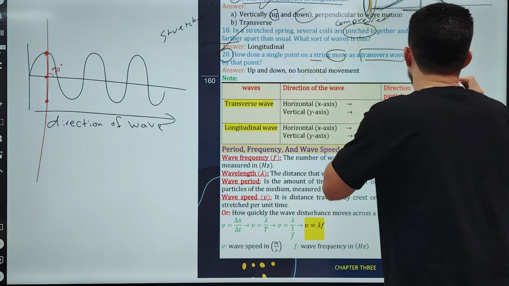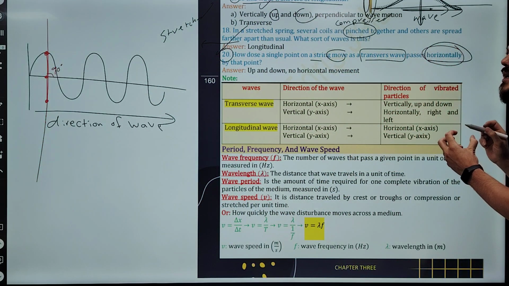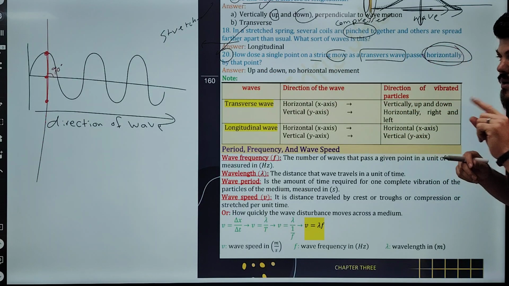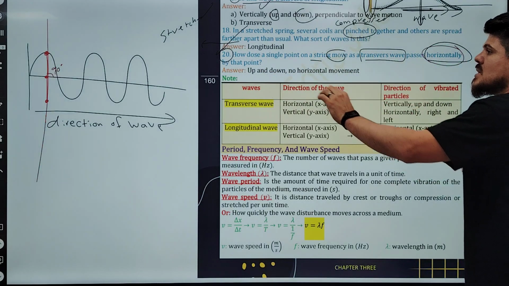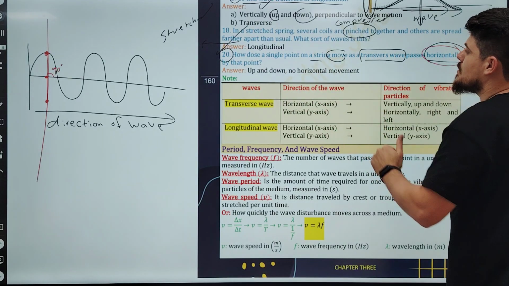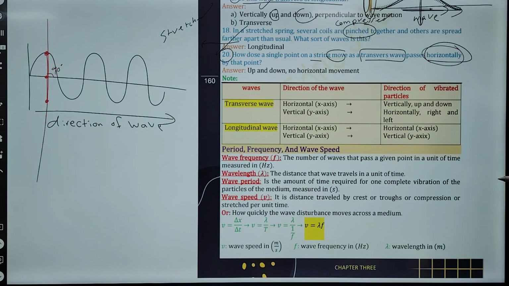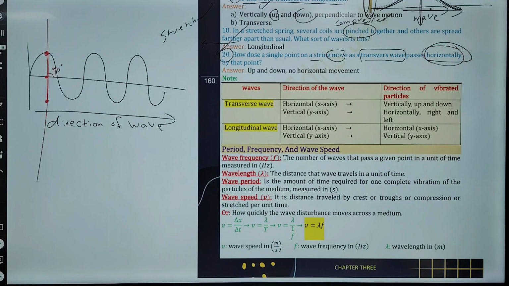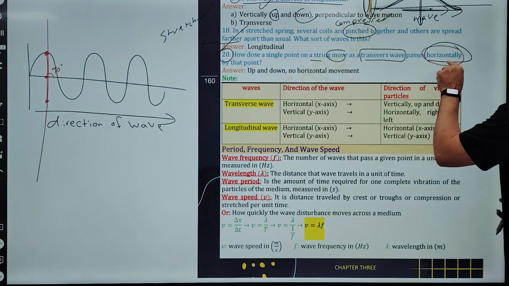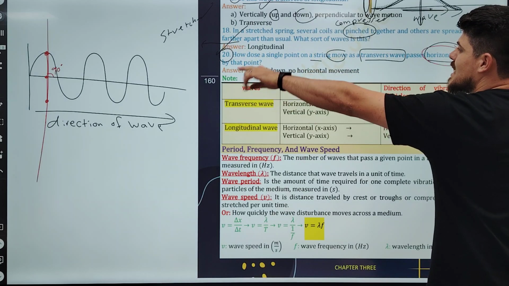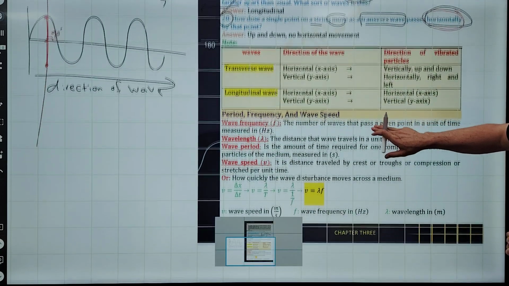If I change horizontally to vertically, the answer will be right and left. Be careful. The answer will be right and left. In this question, it is horizontal, but in my question, when I change it from horizontal to vertical, the answer changes. Because the direction of this wave is horizontal, the single point on the string vibrates up and down.